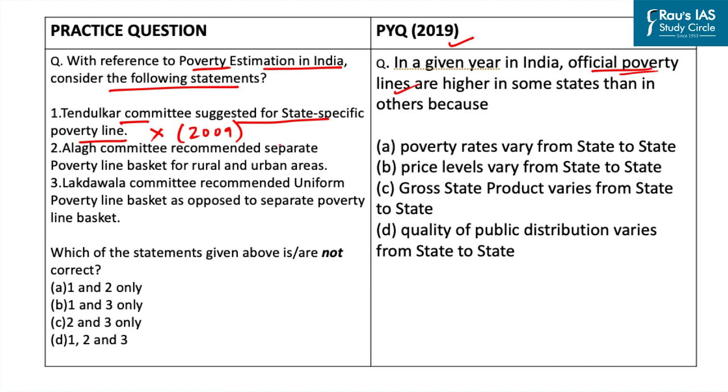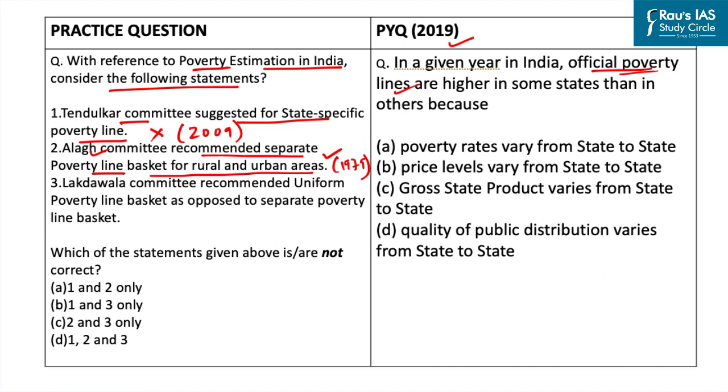Moving on to the second statement, it says the Alagh Committee recommended a separate poverty line basket for rural and the urban areas. Now this statement is correct, as the Alagh Committee, which was constituted in 1979, constructed a separate poverty line for rural as well as urban areas on the basis of the nutritional requirement and the related consumption expenditure. Poverty estimates for subsequent years were to be calculated by adjusting the price level for inflation.